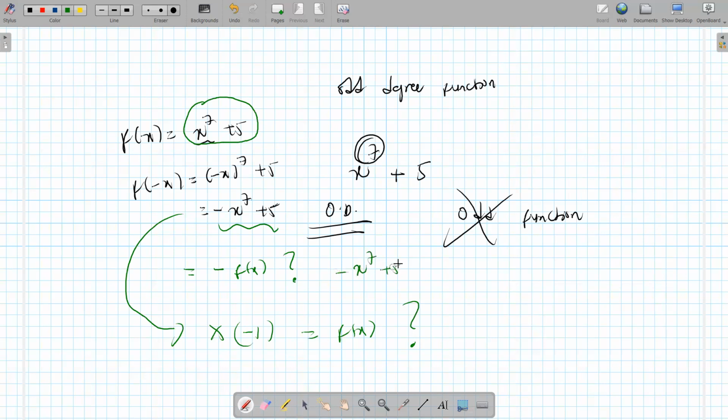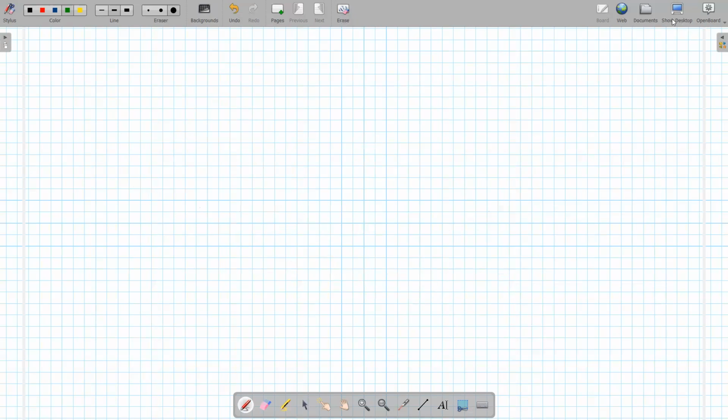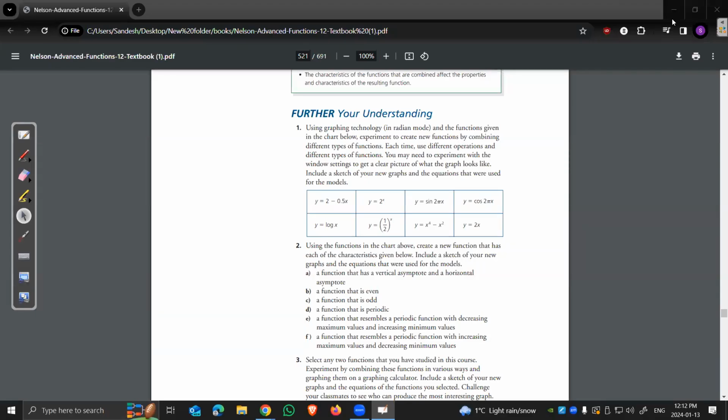Look at this. Negative x to the 7 plus 5 times negative 1. Negative x to the 7 times negative 1 is positive x to the 7. Positive 5 times negative 1 is negative 5, and it's not the same thing as negative f of x. Okay? If you multiply this with negative 1, you should get this if it's an odd function. This one is neither. Even though it is an odd degree function, it is not an odd function. So that's kind of like the idea.